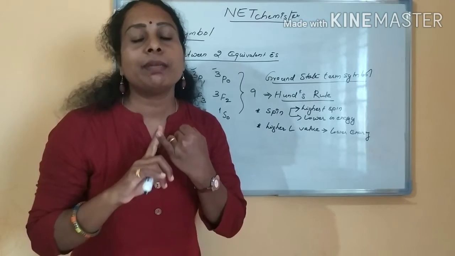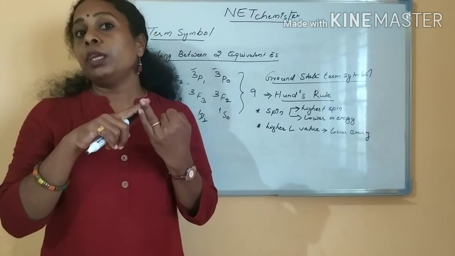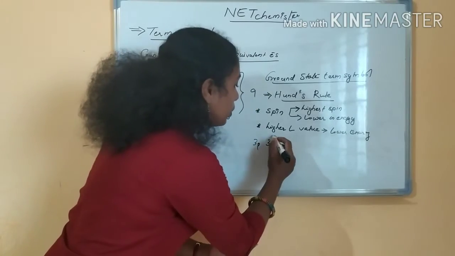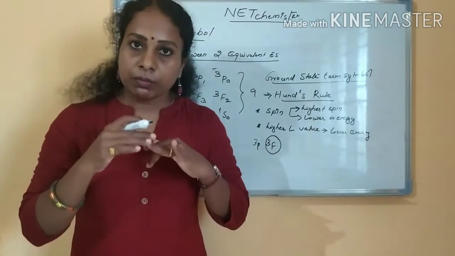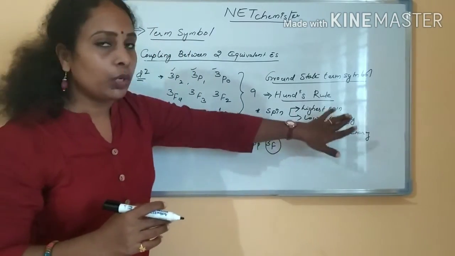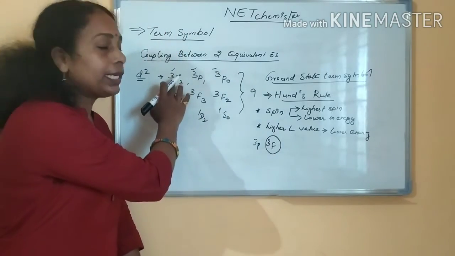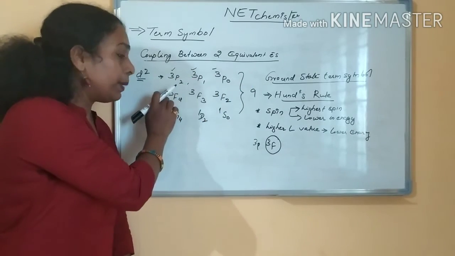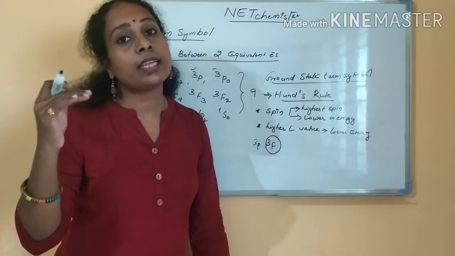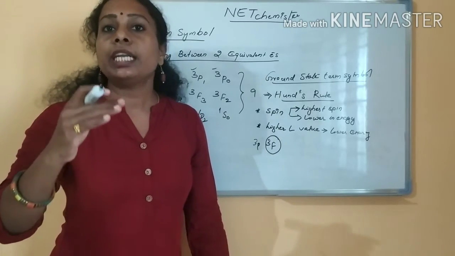The highest spin multiplicity will be lower in energy, and the highest L value will be lower in energy. If you are getting 3P and 3F, for the ground state you have to select 3F. Same spin means you have to next consider the L value. If you have many L values with the highest spin, here the triplet state P is one L value, the triplet state F is another. So next you have to take the highest L value as the lowest energy. Lowest energy is nothing but the ground state term symbol.